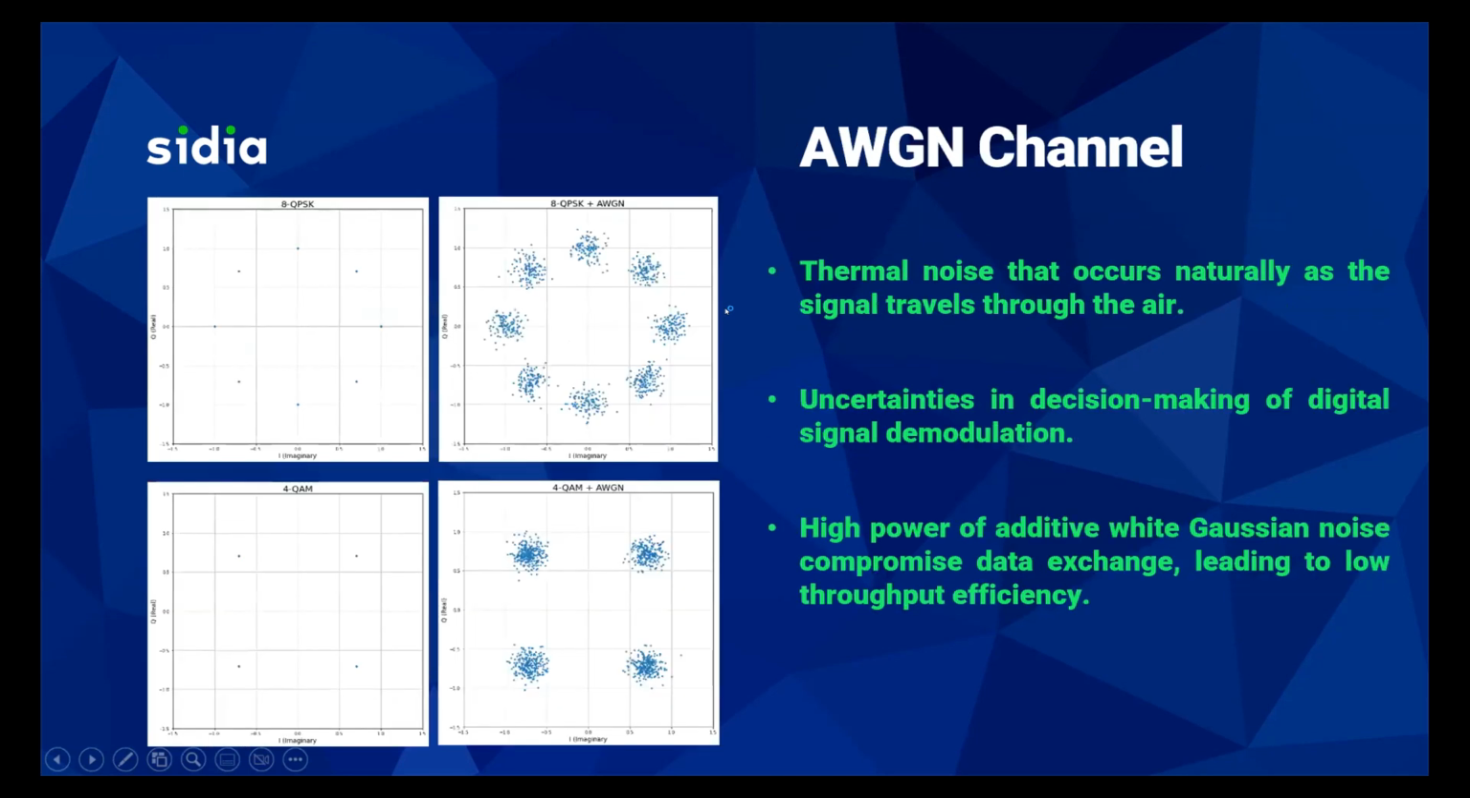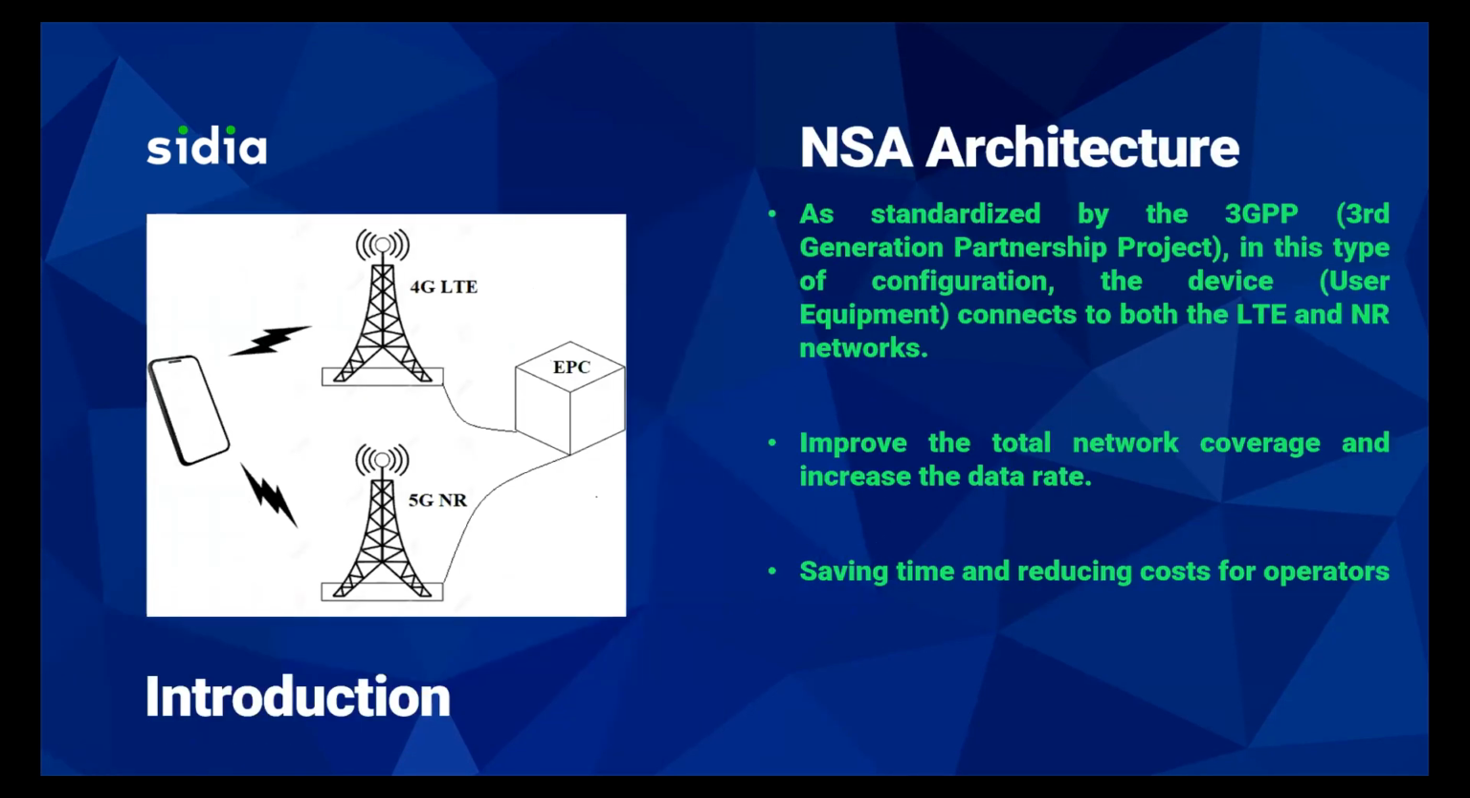And as I said, it improves the total network coverage, because now I have 2 cells, and then increases the data rate because of the addition of the 5G cell. And this kind of architecture is the most deployed in the world, saving time and reducing costs for the operators.